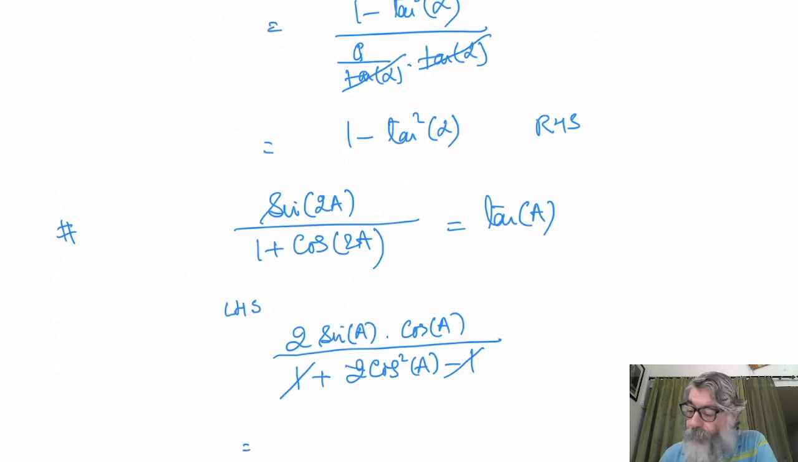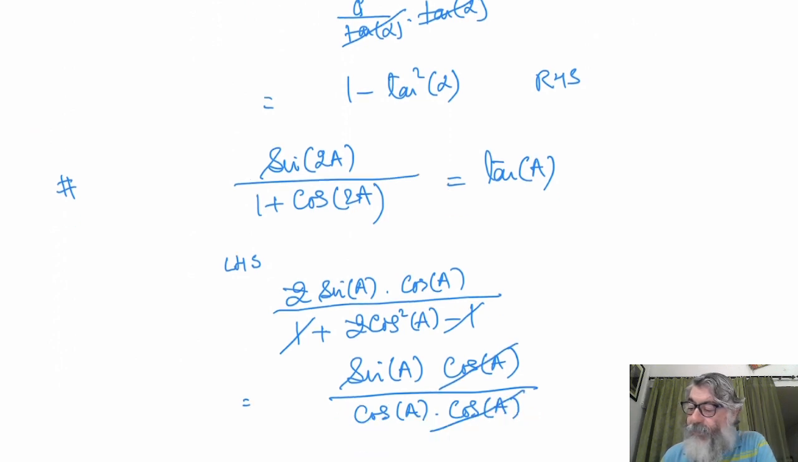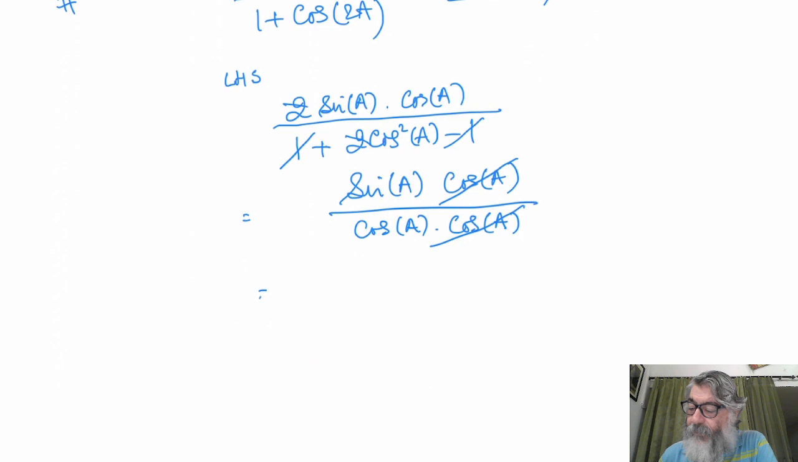Also 2 and 2 will cancel. So sin a into cos a upon cos square a, which means cos a into cos a. This will cancel. What is the answer? Sin a upon cos a is tan a, which is the right hand side. So this will do for the time being. I'll do another video for you just now. Thank you.